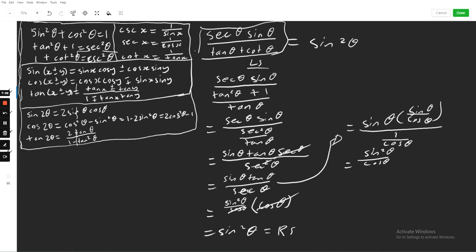And when we divide by a fraction, you can actually flip it and multiply. That's why it's times cosine theta, because we flip the denominator and we make it back to over here, which we cancel out, and then we get sine squared theta equals right side. Okay, we'll go on to another example.